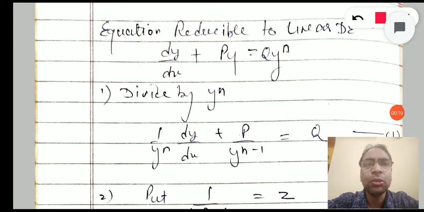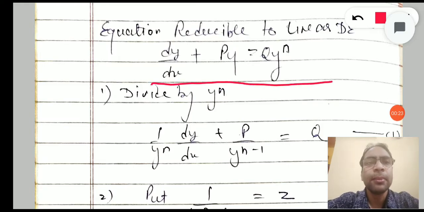So first we need to understand that the equations of type dy by dx plus py is equal to q dot y to the power n. These are the equations that can be reduced to linear differential equation. There is a very slight difference from the actual linear differential equation. This is not the linear differential equation, but we can reduce this to the linear differential equation. So how we can reduce this to the linear differential equation, let us see.